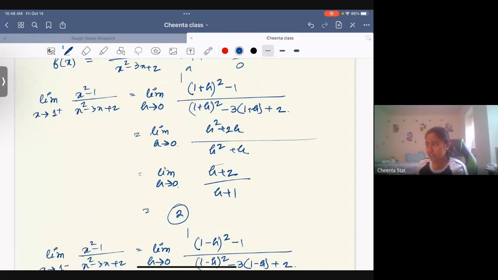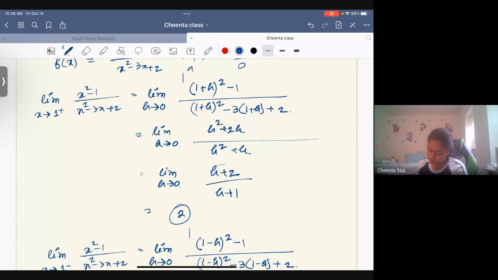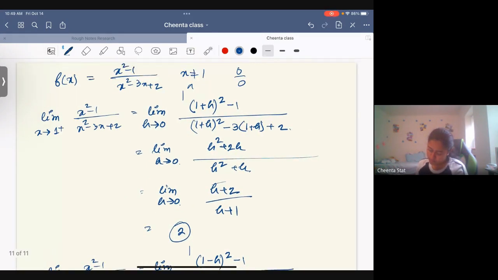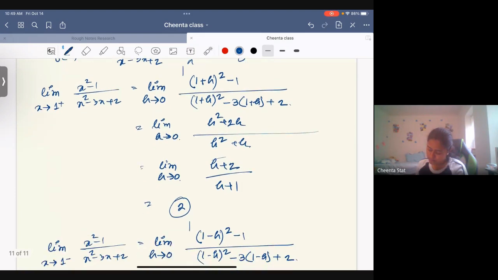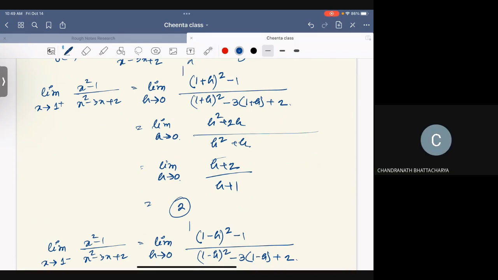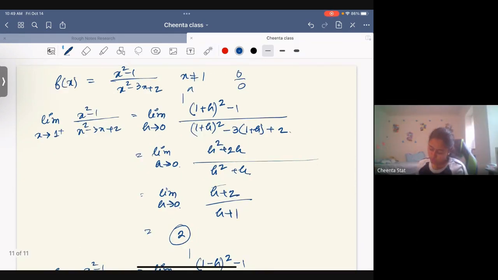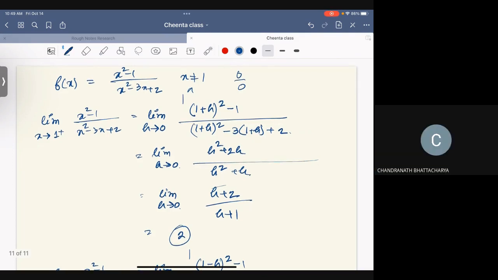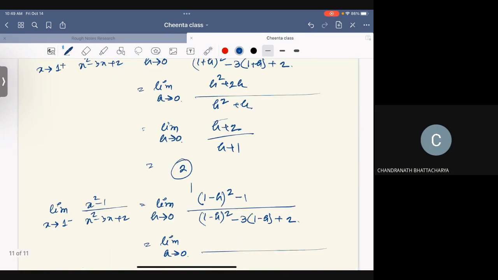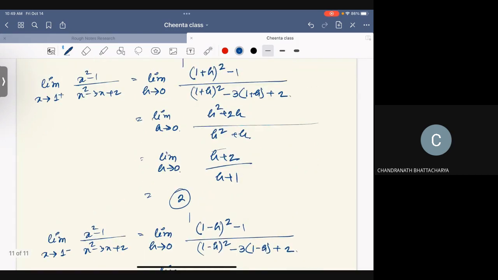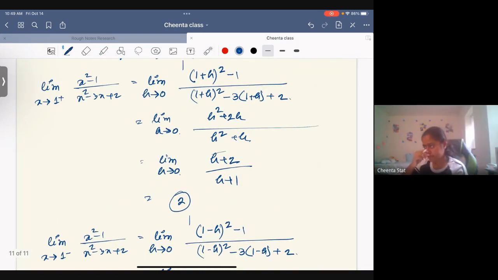Did I make any mistake here? Check second line. Oh, the denominator. h minus 1, I guess. h minus h. h square minus h.